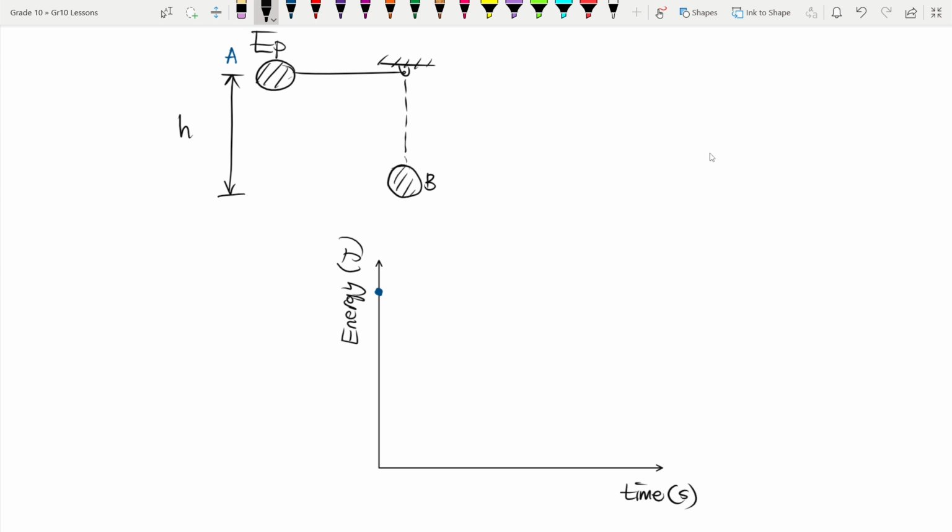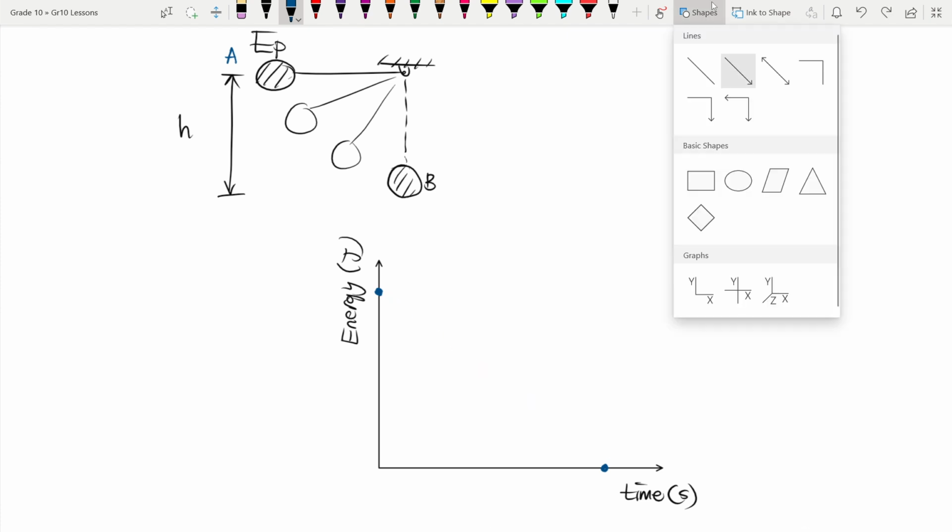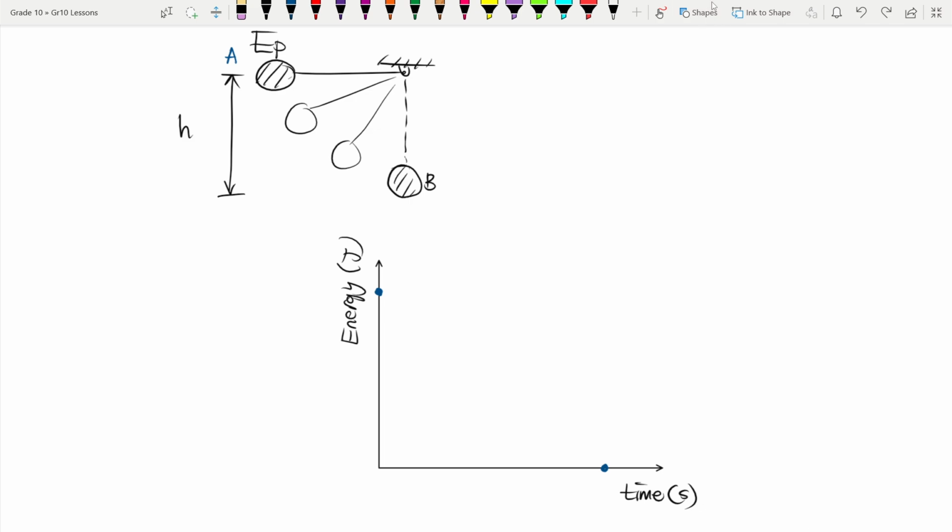At point B, what is the potential energy there? 0. It's 0. So you go all the way to 0 like this. Then we can fill out the energies in the middle, and you can see the energies are going down like that. So what we see is that the potential energy is actually doing this. I'm going to need a shape to help me draw this one. It's going down like that.